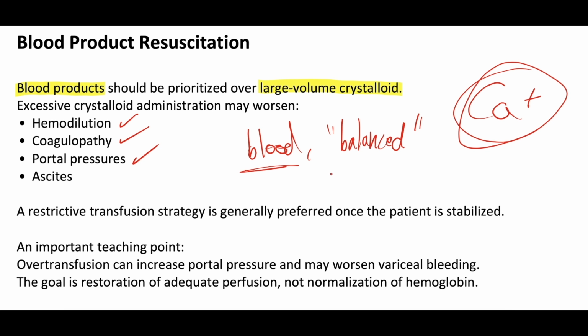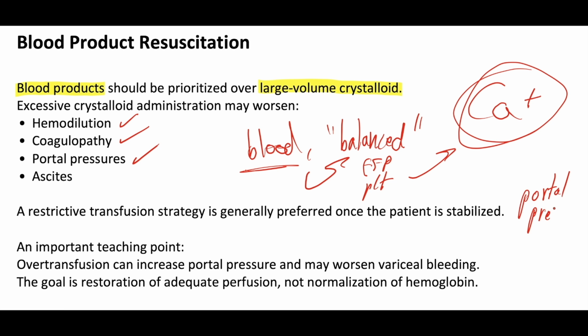If you're giving more than a couple units of PRBCs, think about balanced transfusion and giving FFP and platelets as well. And then don't forget, if you're giving more than 2-ish units of PRBCs, make sure you give some calcium as well. Do note that, as we said, this is a problem of high portal pressures.